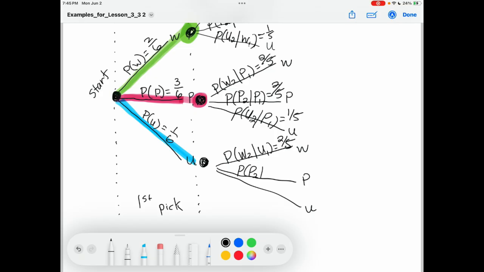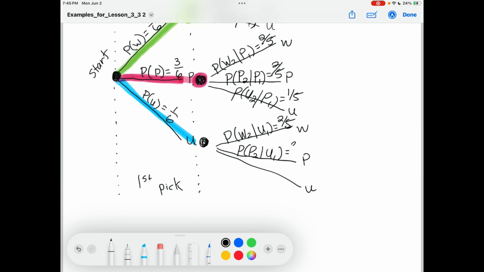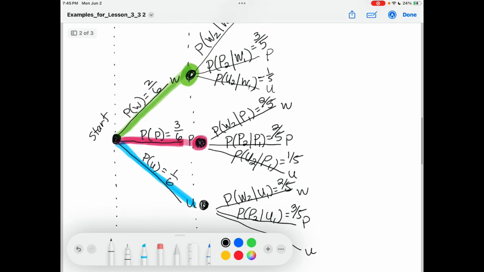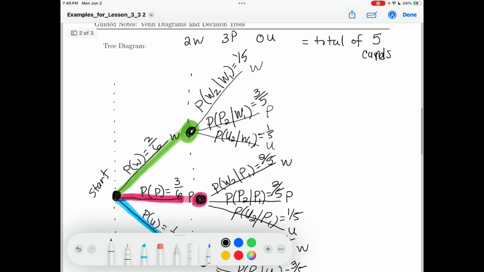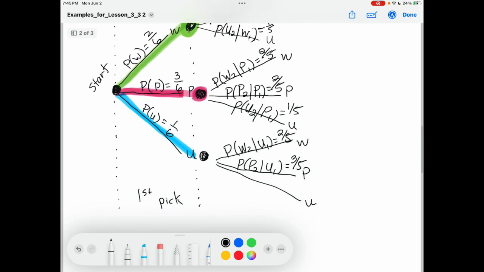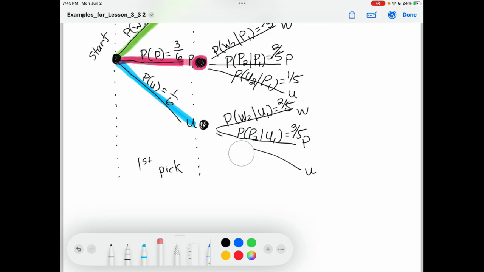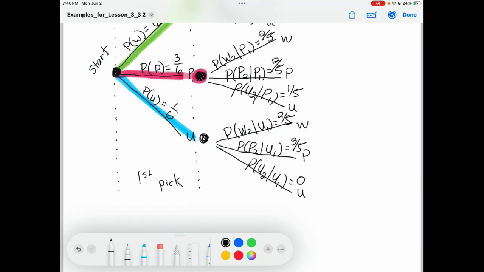So this is going to be 2 out of 5. So picking a pirate, the probability that we pick a pirate the second time, given we picked a unicorn the first time, that's going to be 3 out of 5 because we have all 3 pirate cards left, because we're making the assumption that the card that we first picked is a unicorn. Let me give myself a little bit more room here. All right, so now we're looking at picking a unicorn the second time, given that we already picked a unicorn. So the chances that I pick a unicorn the second time, given that I picked a unicorn the first time, that's going to be 0, because we have no more unicorn cards left.